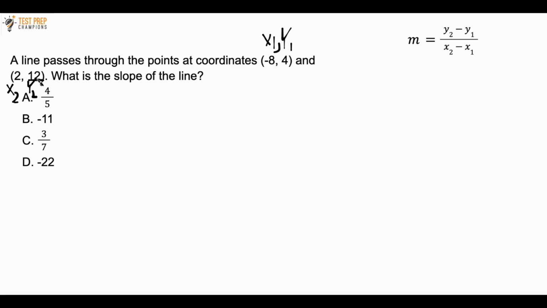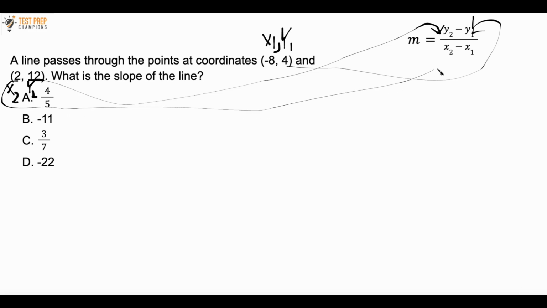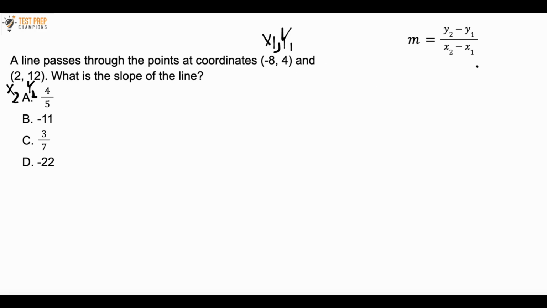So I know that 12 is my y2, so I'm going to take this formula and plug 12 in for y2. Now I know that 4 is my y1, so I'm going to take the 4 and plug it into the formula here for y1. I know that 2 is my x2, so I'm going to take 2 and plug it into the formula here for x2. And I know that -8 is my x1, so what I'm going to do is take -8 and plug it in here for x1. Okay, so that's the basic idea here, and let me show you now what this looks like.